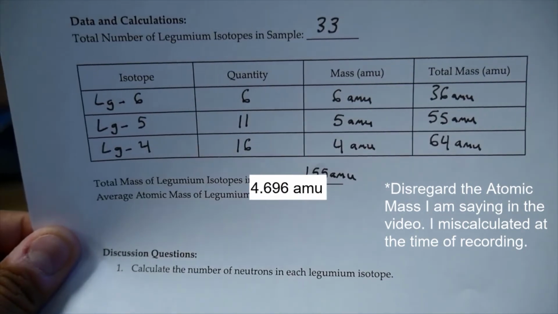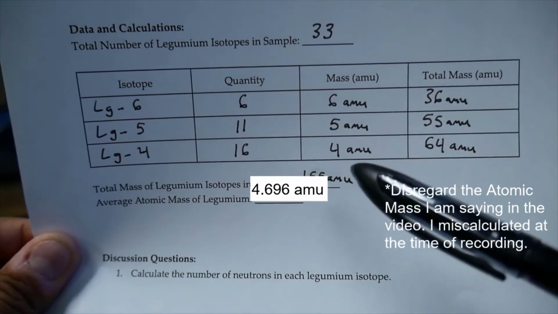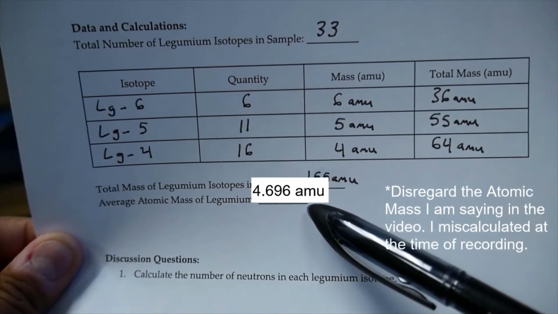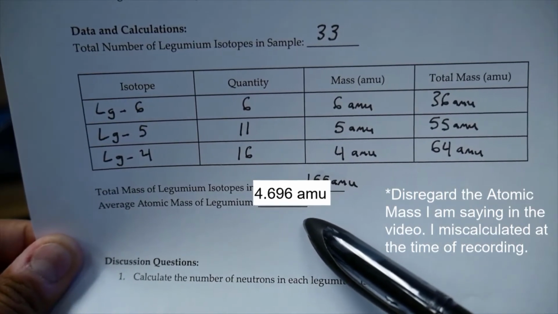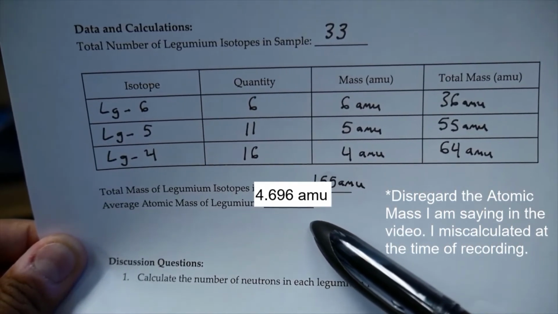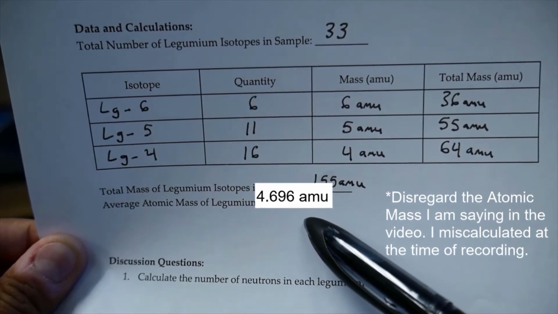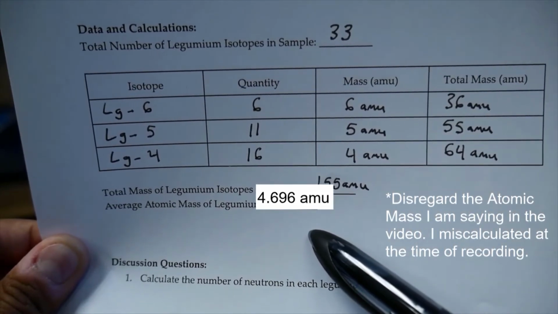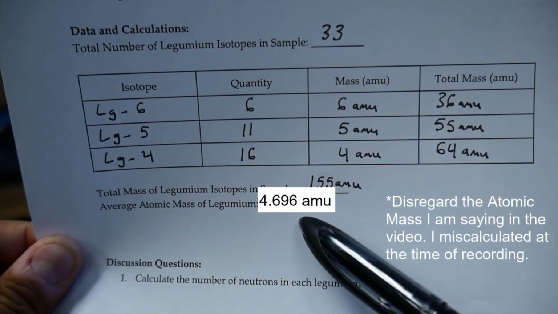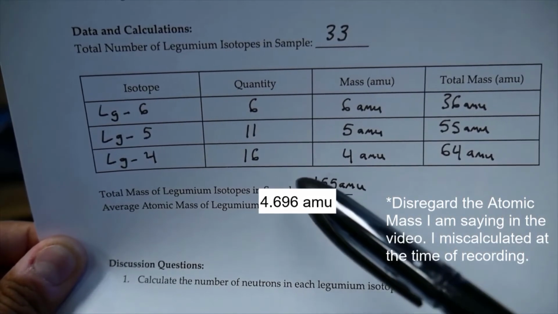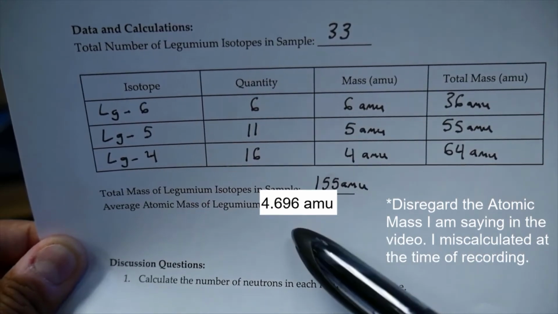All right, so I've done my math out, and I got an average of 5.03 AMUs. Now, the number that you have here should be between 4 and 6. If it's smaller than 4 or larger than 6, you messed up somewhere, okay? Also, this number should be closest to the number of isotopes that you had the most of.